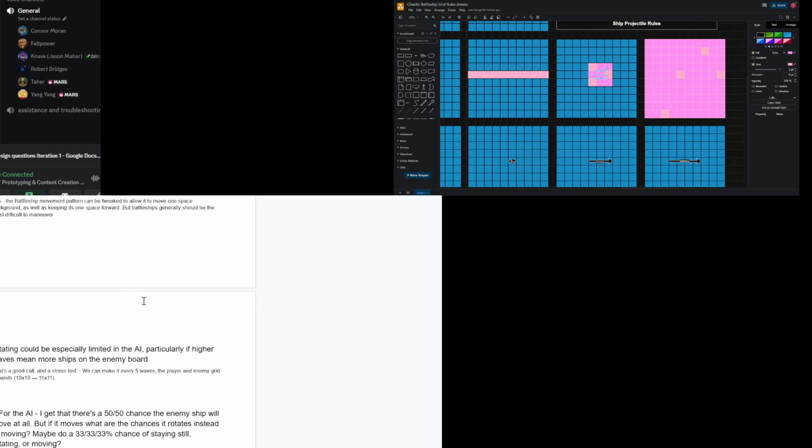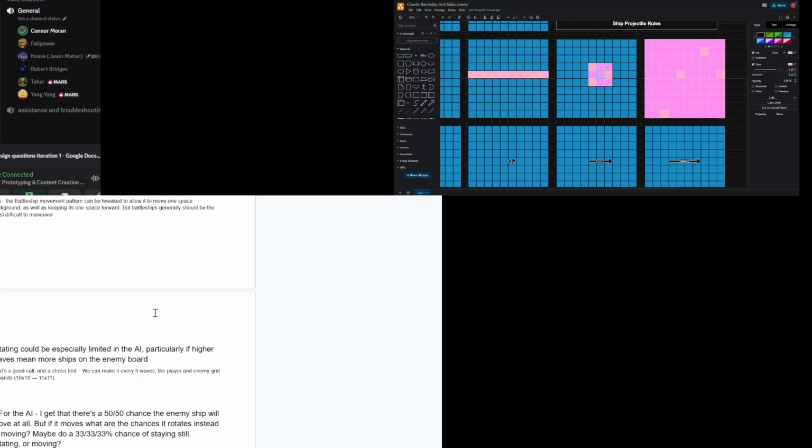Rotating would be, and yeah, rotating to be especially limited for AI, particularly in higher waves. So on this front, this is a kind of stress test deal. We can see and we can test. My initial idea is that the grid expands every 5 waves, 10 by 10 to 11 by 11, and then new ships spawn in the new area. But the core features that we're testing are the attack patterns and the movements and whatnot, and maybe the upgrades if we got those features in.